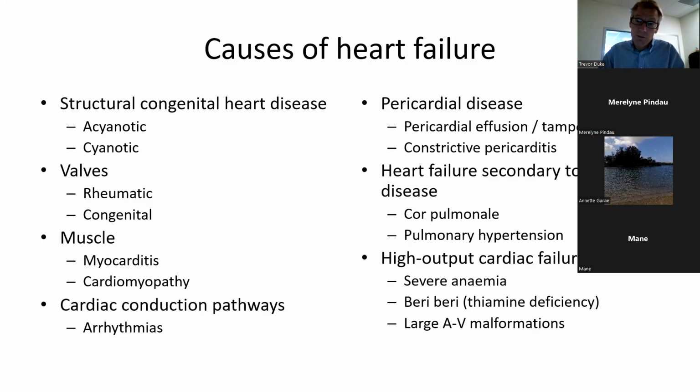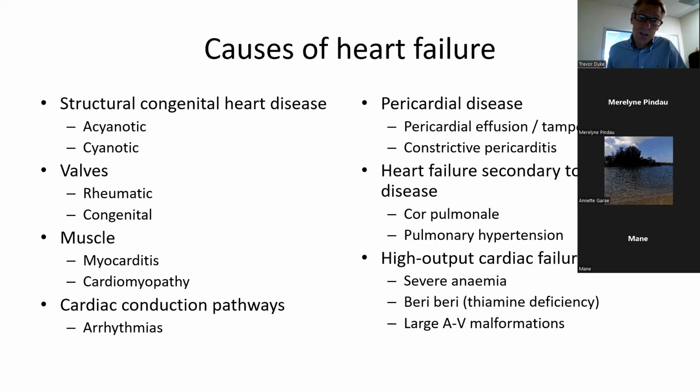And some children will have heart failure secondary to lung disease, like they've got severe pneumonia and they have heart failure because of that. Or they've got severe chronic lung disease and they'll have pulmonary hypertension and heart failure. That's also pretty common. And then occasionally you'll see children with high output heart failure from severe anemia. So the point of that is to have a framework for thinking about the causes of heart failure.